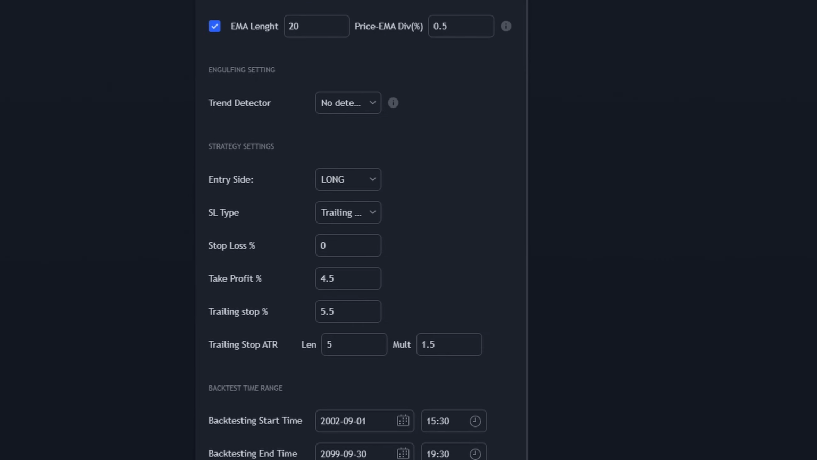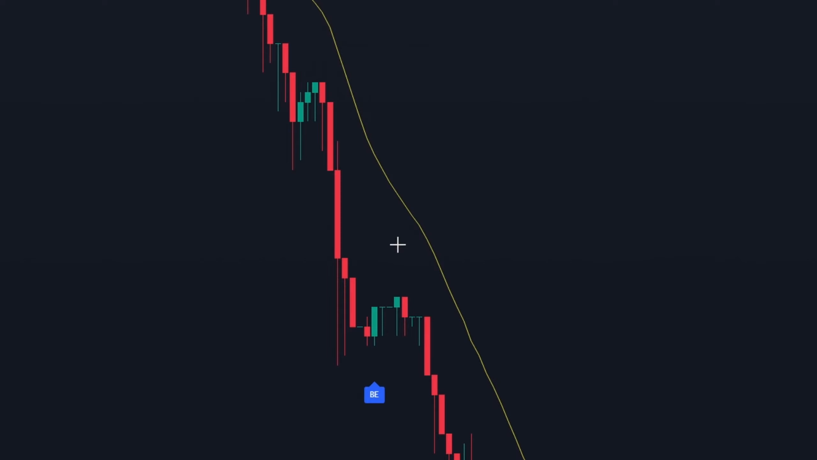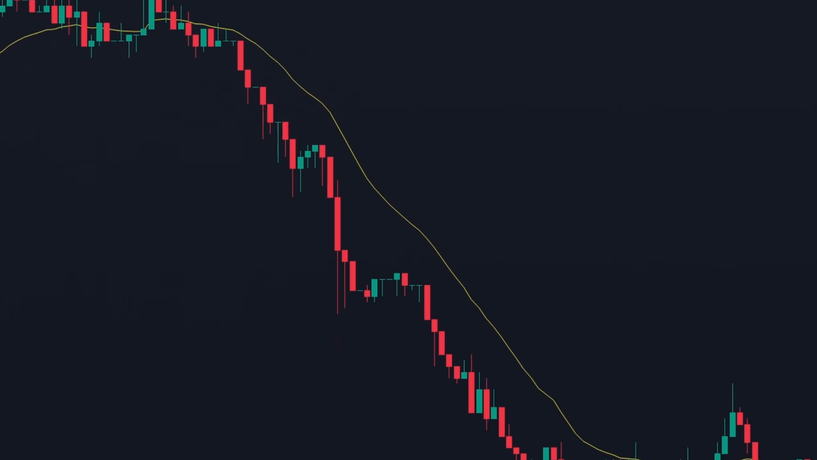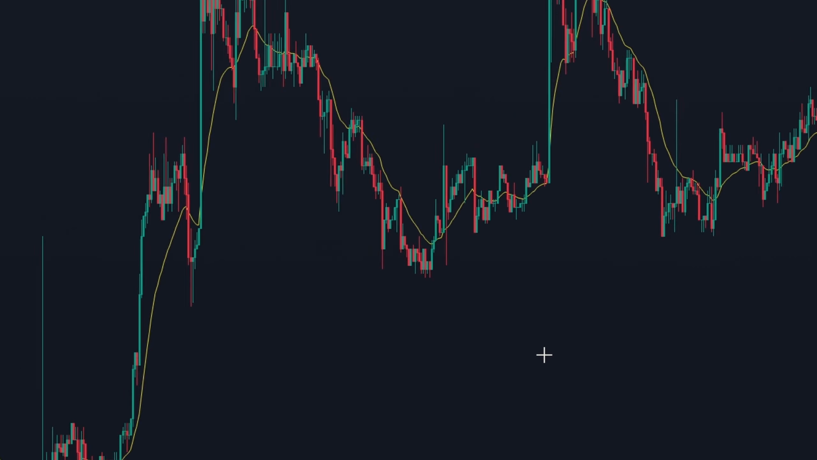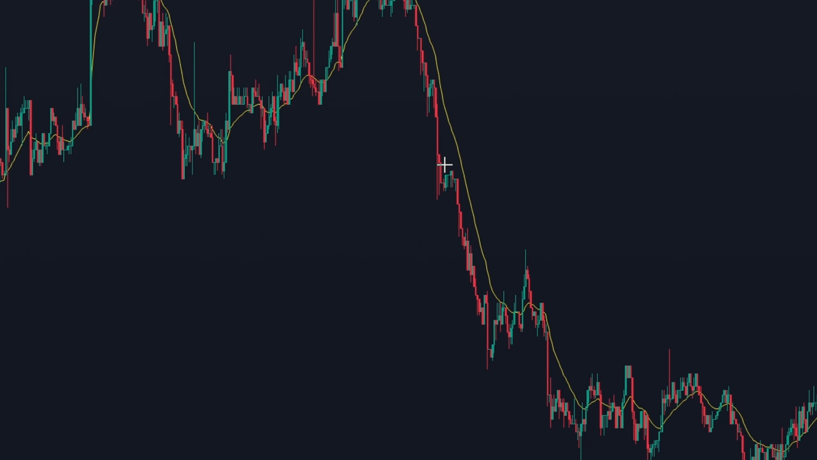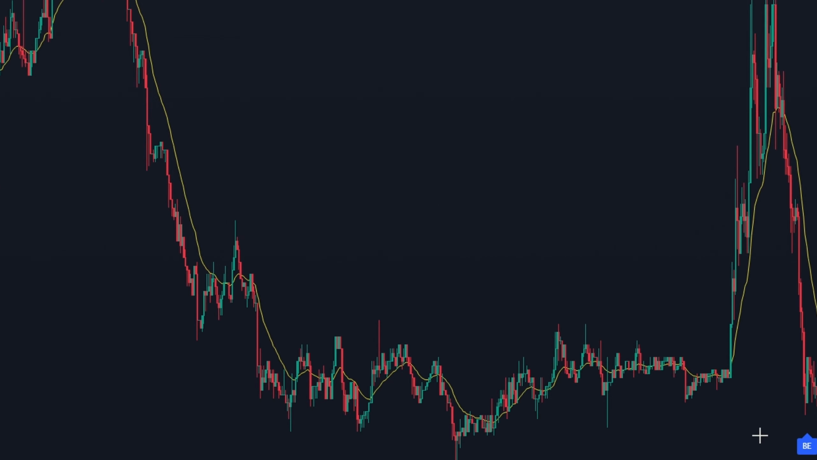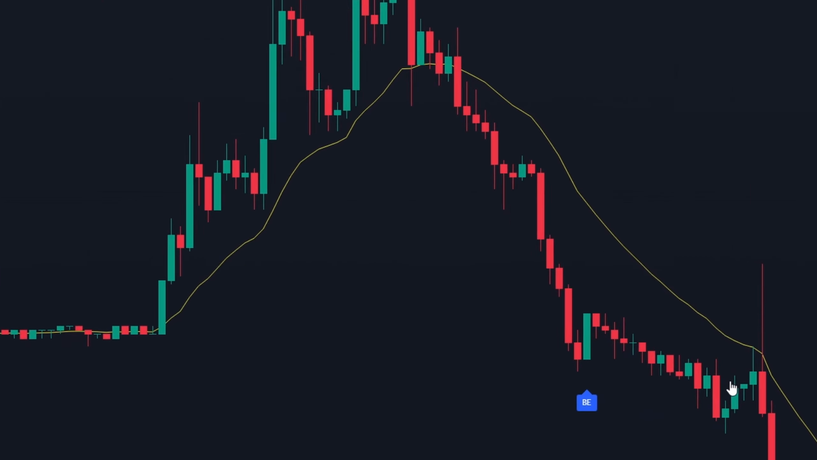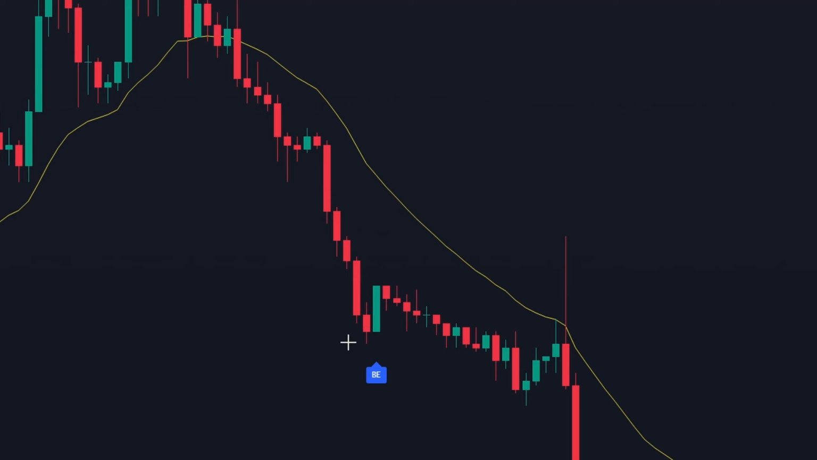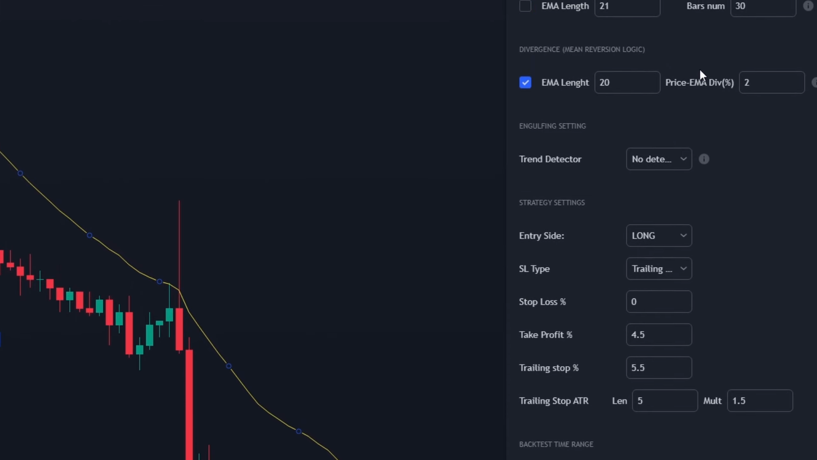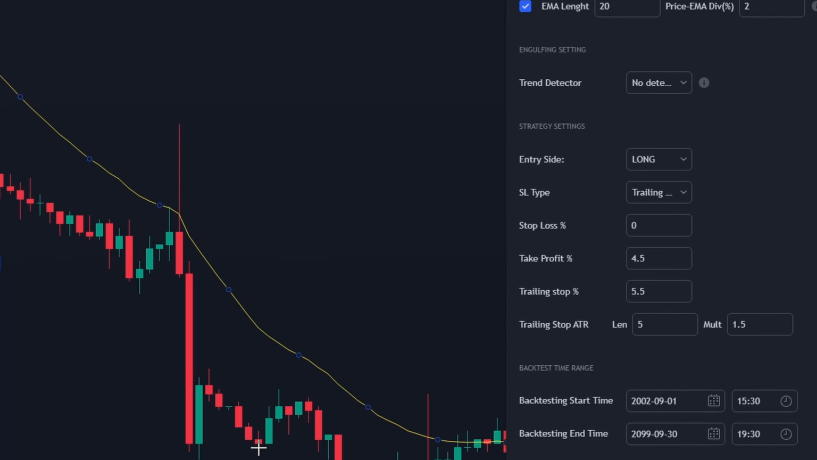So if I set here 2%, this will disappear, because now the script will find only the bullish entry signals that have a distance from the moving average of 2%. Okay, we have found one here. As you can see, from the previous close we have about 3.5%. This is another additional filter that you can apply. You can change, of course, the length and the distance between the EMA and the price.